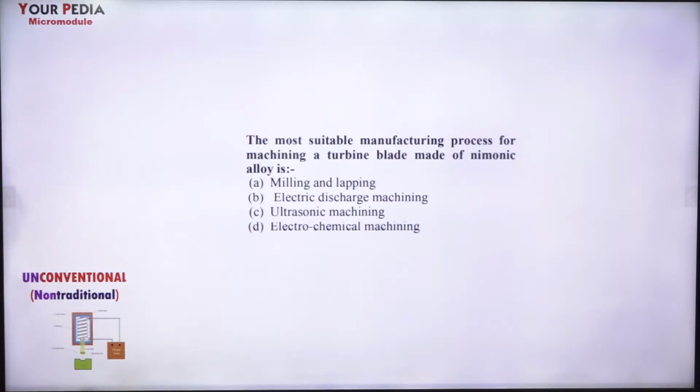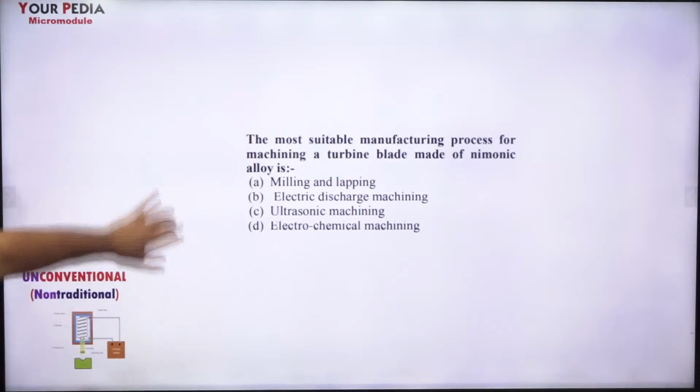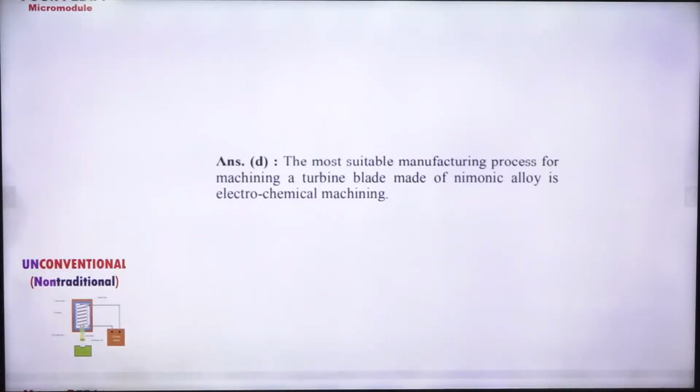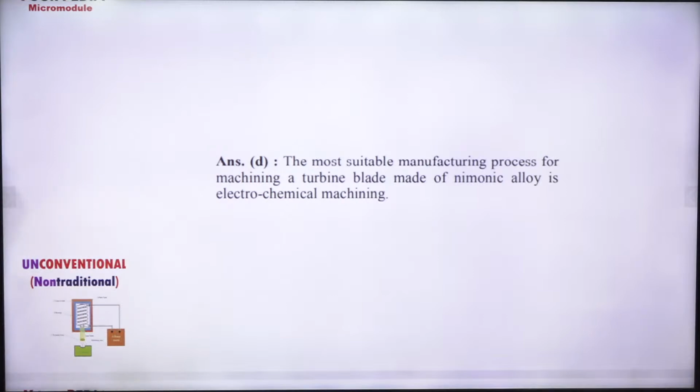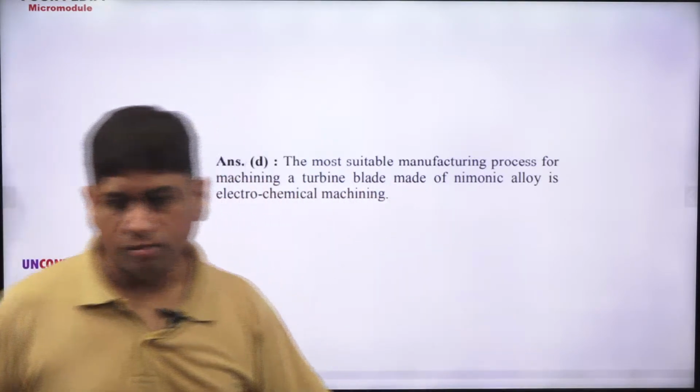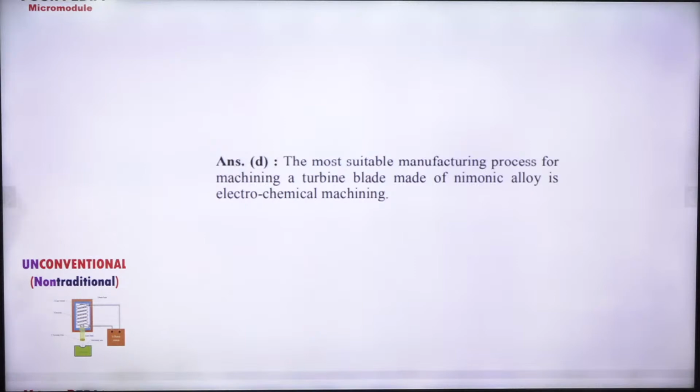Turbine blade. Would you like to answer this? Electrochemical machining. In electrochemical machining, the hardness of the workpiece is not a criterion. The most suitable manufacturing process for machining the turbine blade made up of this special alloy is electrochemical machining.